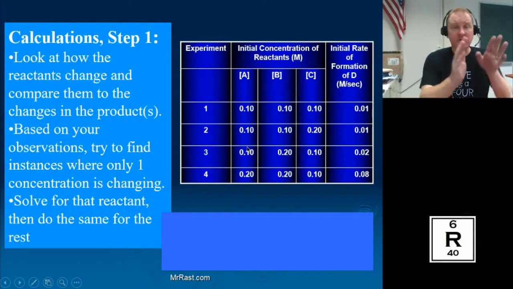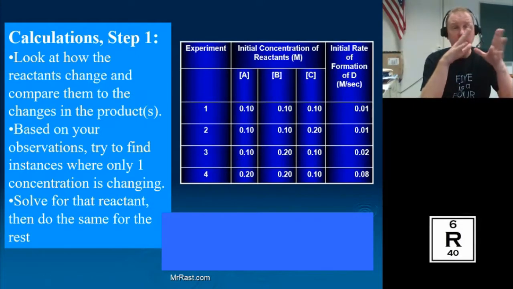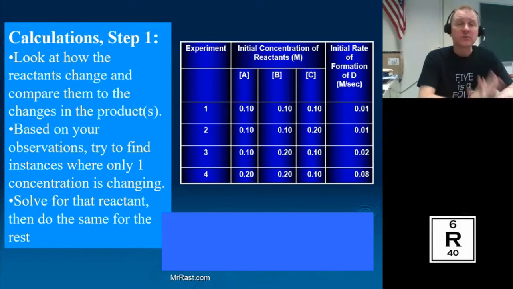You have to figure out finding examples where you have three variables in this one, A, B, and C. You have to find a situation where only one of the variables is changing, because you can't make a conclusion if multiple variables are changing.